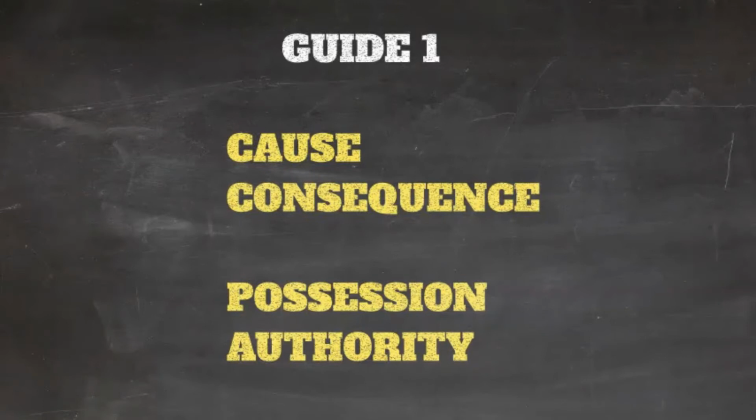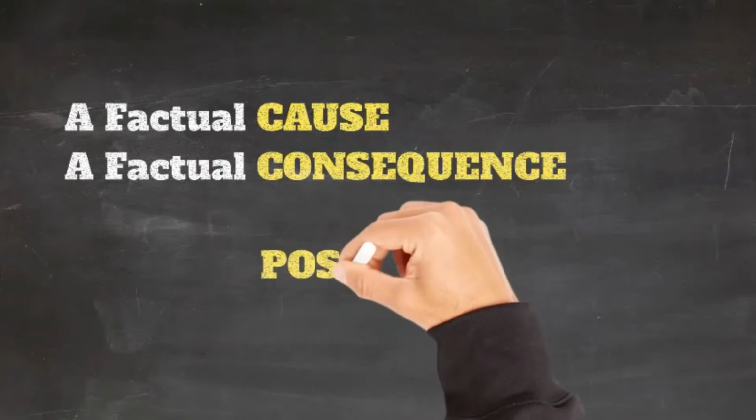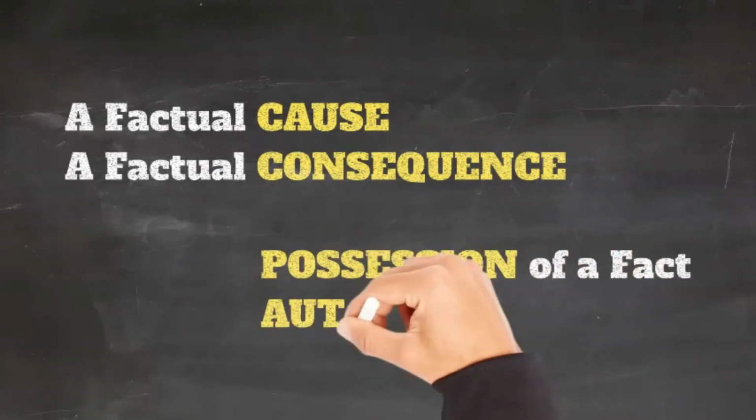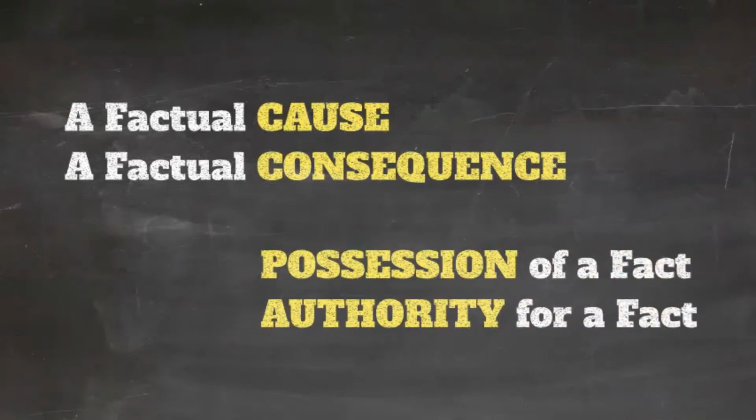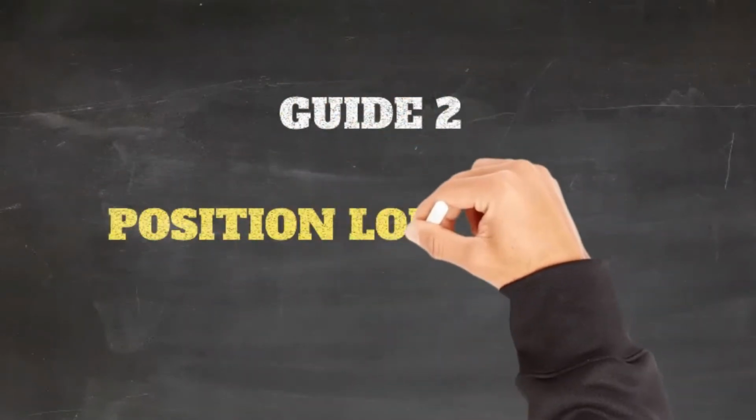While writing contracts, i.e., conveying our volition in written format, we must never create a negative condition of state. We must never lie. This means when we are conveying the cause, the consequence, the possession and the authority of our volition, these things must always be fact-based. A factual cause. A factual consequence. Possession of a fact. Authority for a fact. Guide 2. Position. Lodial. Fact.